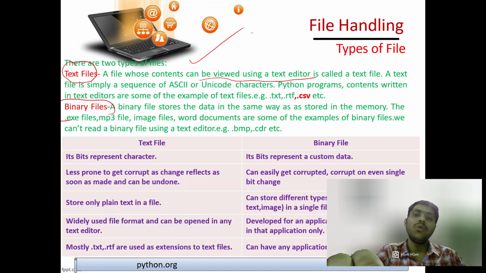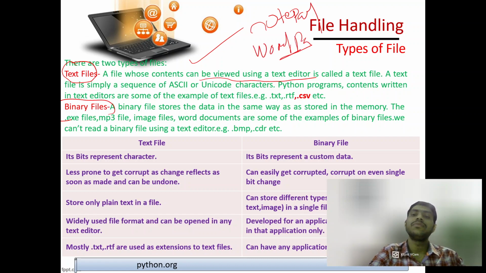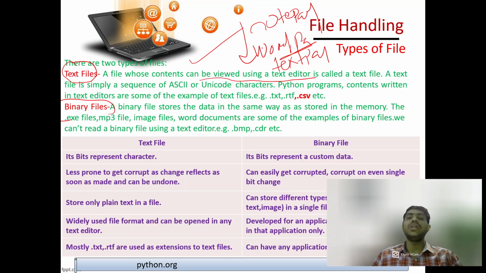Text file is a file whose content can be viewed using a text editor. You know Notepad, WordPad, text pad is called a text editor. That means only text we can write there. So a text file is simply a sequence of ASCII or Unicode characters.